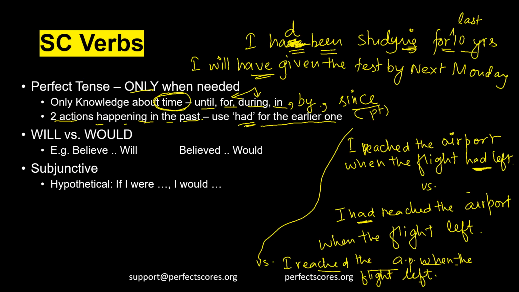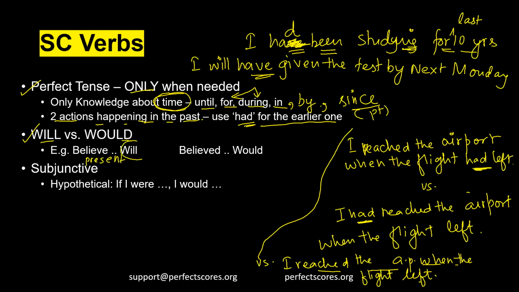Now the important difference between will and would. And I think this is something we covered in the very first class as well. So will is used for the future and would is also used for the future. The difference is will is used when you're talking from a present point of view. For example, right now, I believe I will give a practice test. So you have the present here.